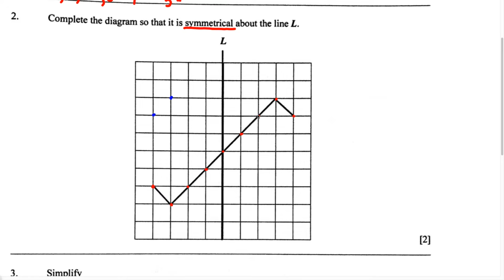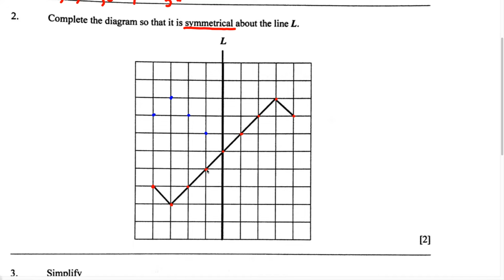Now we have this point. We have 1, 2. Therefore, this is 2 places away from the mirror line. So we're going to go 1, 2. Now for this one, it's only going to be 1 place away from the mirror line. So we can just go 1 place in the opposite direction. Now we can see this is right on the mirror line, so this won't change.